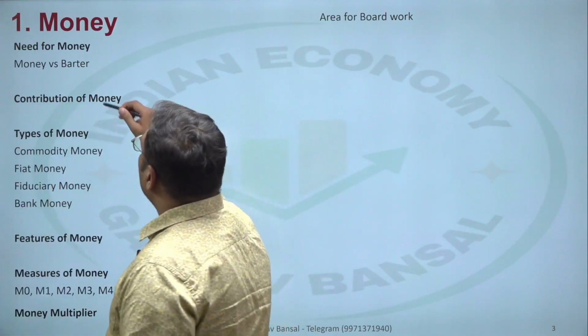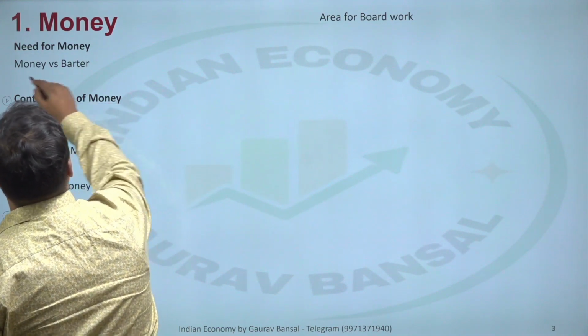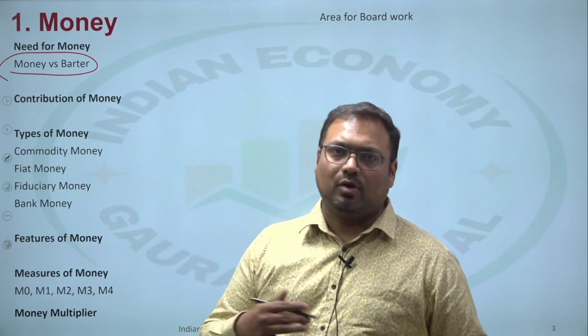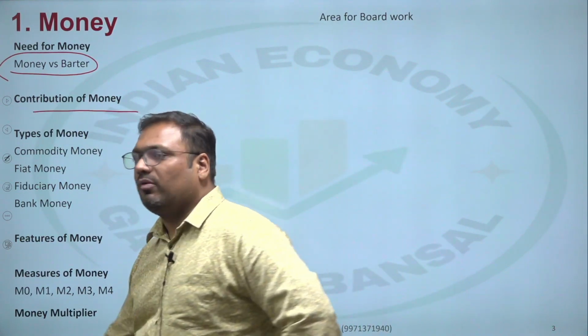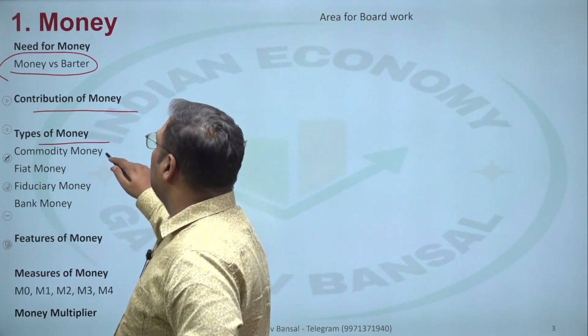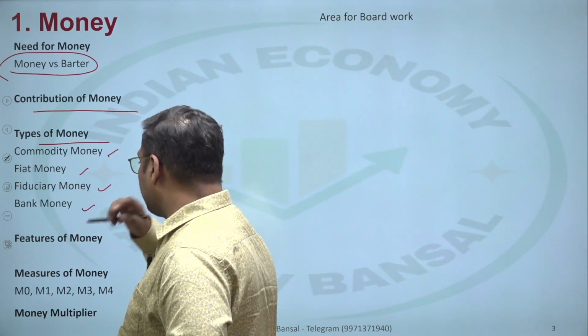Yes. So we have money versus barter. Okay, what is the importance of money? How it came into being? What advantage does it offer over the barter system? Then what is the contribution of the money into our economy? Okay, and then the types of money, where we have commodity money, fiat money, fiduciary money, bank money, etc.